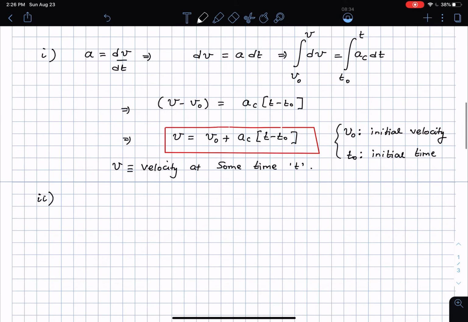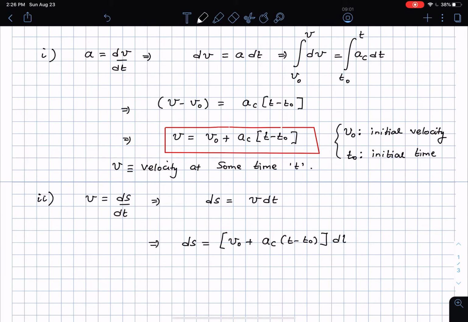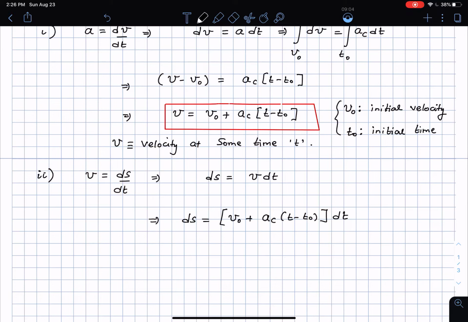Now I bring out the other one, which is v = ds/dt. Which means if I cross multiply, I can say ds = v dt. But I already have a relationship for v as a function of time, which is the first box, so if I do the substitution, I can say ds = (v0 + ac(t - t0)) dt. If I have to find an expression for the distance traveled, I have to integrate this from a starting distance s0 to some distance s at some point in time t. This has to be integrated because the integrand is a function of time, from time t0 all the way to some time t.